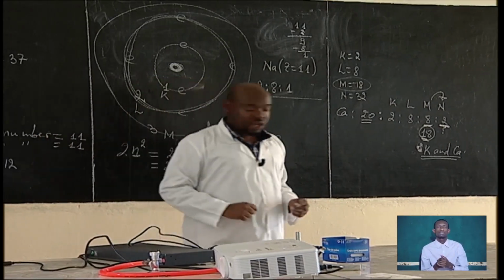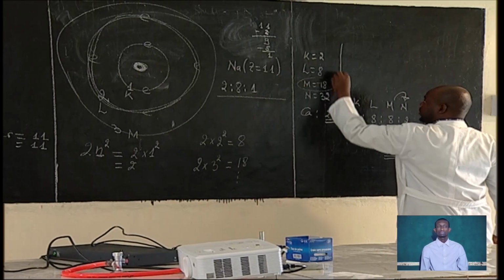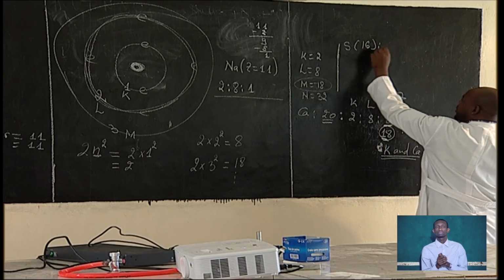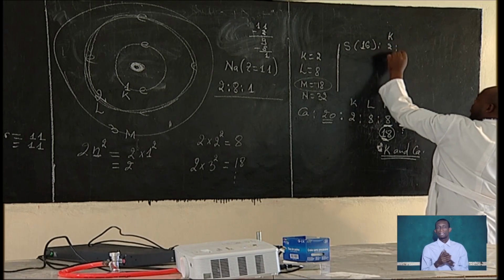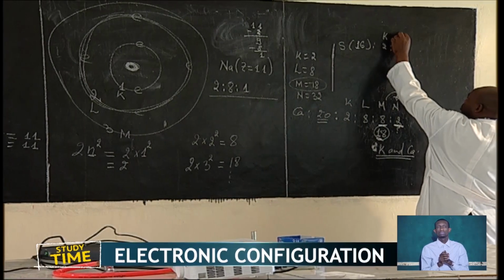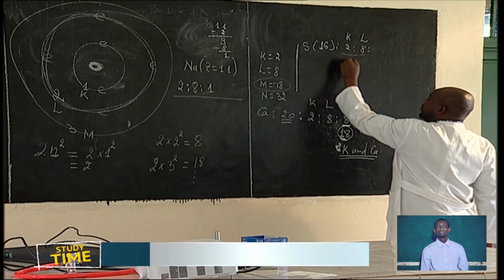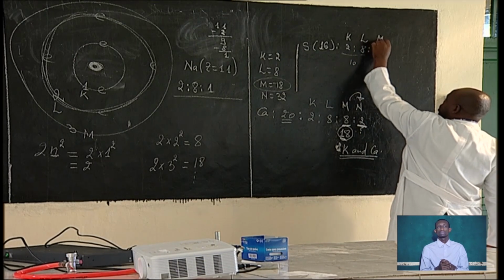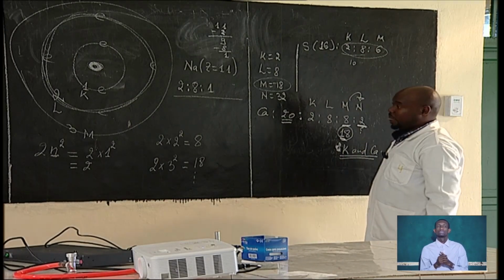And if we go to sulfur, what do we get? For sulfur, we have 16 electrons. And the first one, K, contains 2. After removing 2, 14 will be remaining. And when we go to the second, and we take 8, now we have used 10 and 6 are remaining, so we go to the third energy level. So this is the electronic configuration of sulfur.